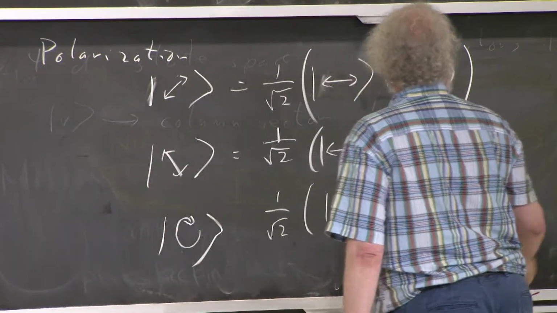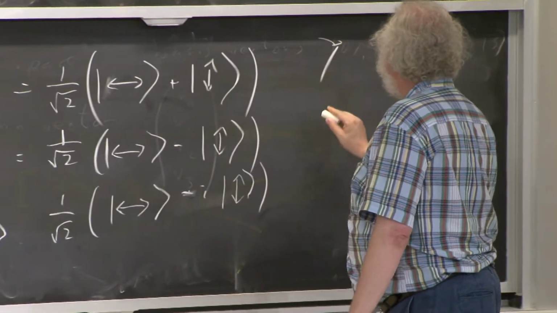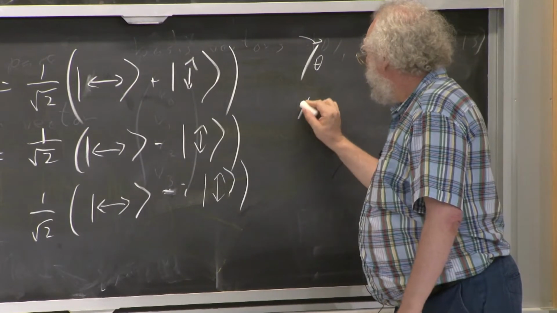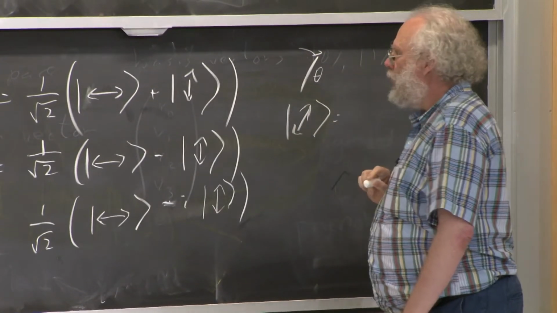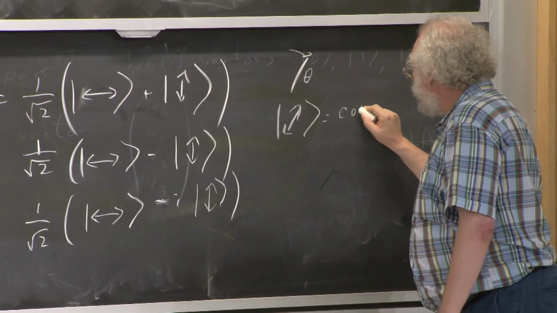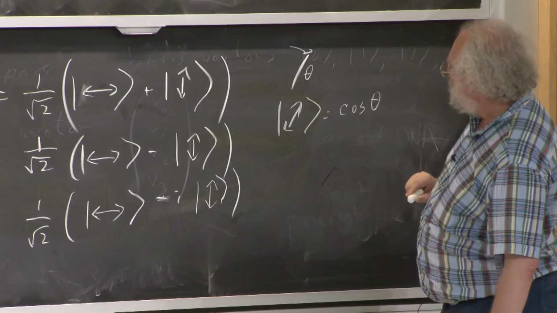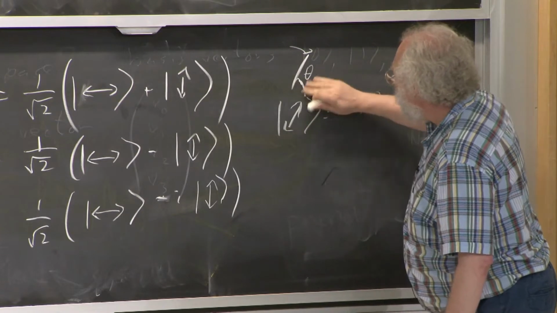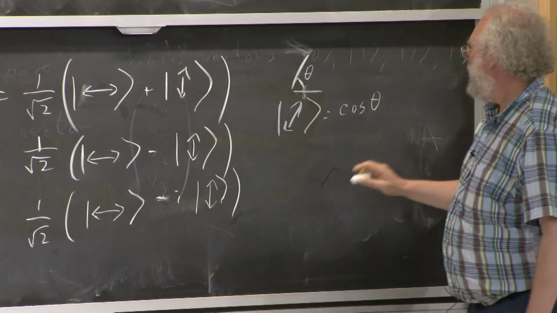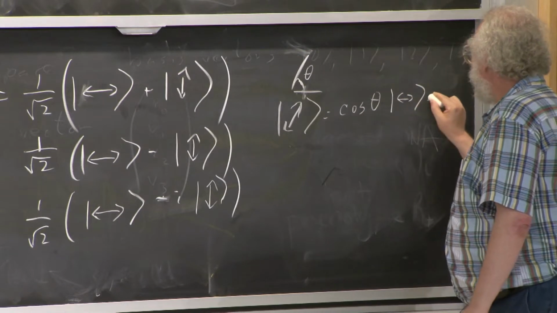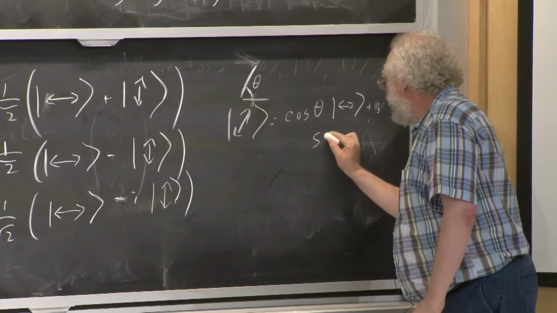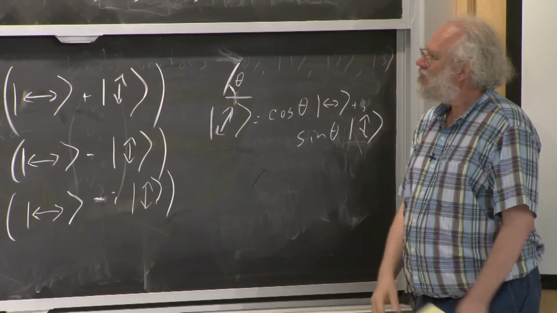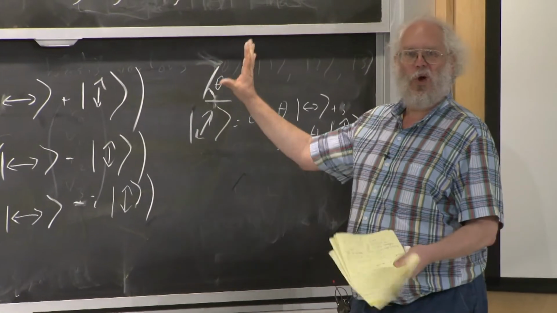And of course, if you rotate this by theta, you want to have that equal to cos theta horizontal plus sine theta vertical. Let's make that angle theta. So this is an example of a quantum state space.